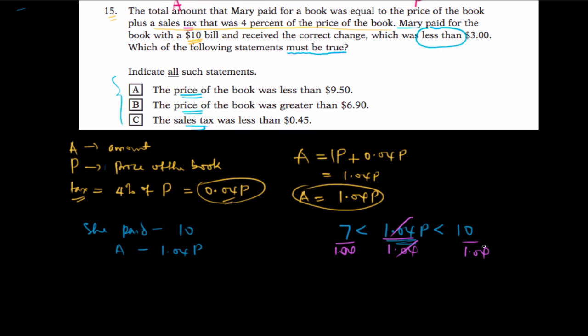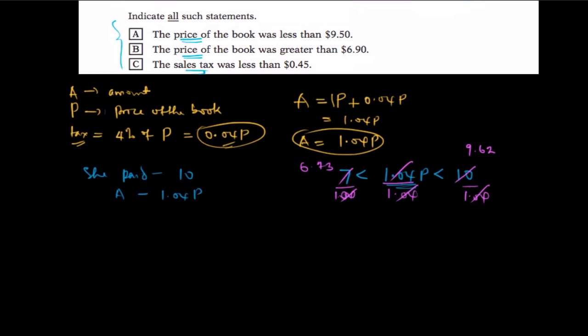10 divided by 1.04, you would obtain 9.62. 7 divided by 1.04, you would obtain 6.73. So again, there will be an on-screen calculator for you to compute all this, so you do not have to worry about how to do this. Do not worry, there's going to be an on-screen calculator that you can punch in to find the values of these numbers.